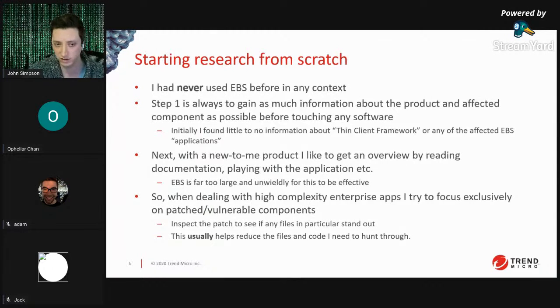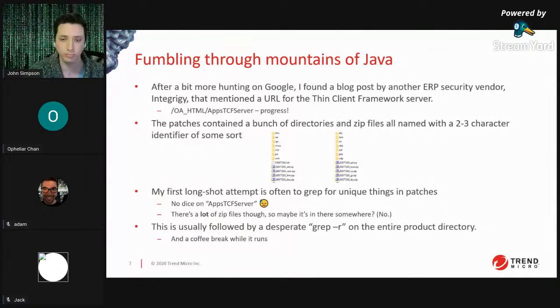So, we'll inspect the patch to see if any files in particular stand out, and this usually helps reduce the files and code that I have to hunt through. Big emphasis on usually. So in this particular case, I basically started fumbling through tons and tons of Java. It's Oracle, obviously, almost everything Oracle is almost purely Java. So I did a bit more hunting on Google. I did find a blog post from another ERP security vendor, Integrity, and they mentioned a URL for the Thin Client Framework server. Great. So now I had at least an endpoint that I could maybe poke at, or that I could look for.